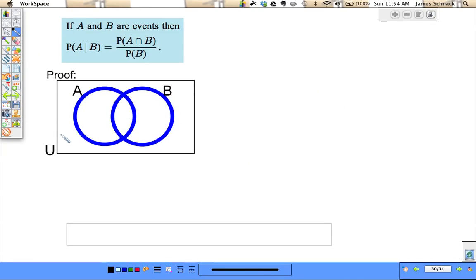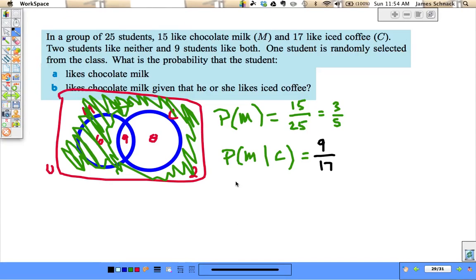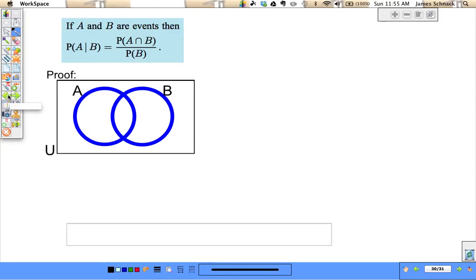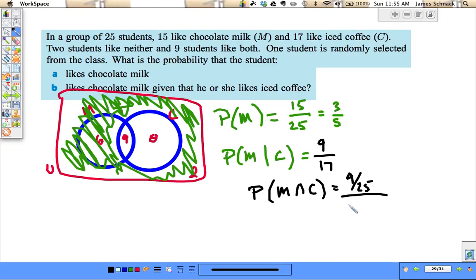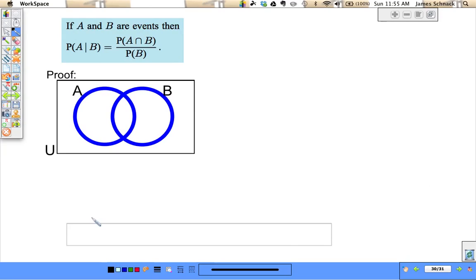And what we just found is that the probability of A given B is the probability of A intersect B divided by probability of B. Let's look at that. Probability of M intersect C. That's going to be 9 out of 25. Over, we said to divide by the probability of B. So divide by the probability of the condition. That's 17 out of 25. And this does equal 9 out of 17. So let's prove this.